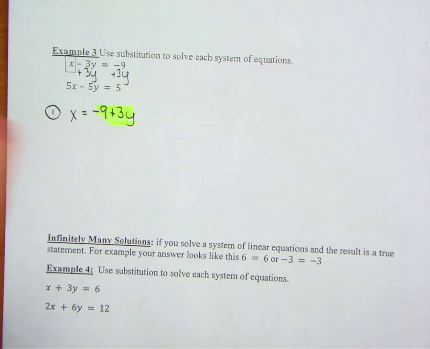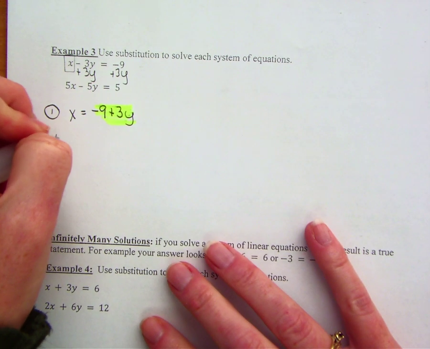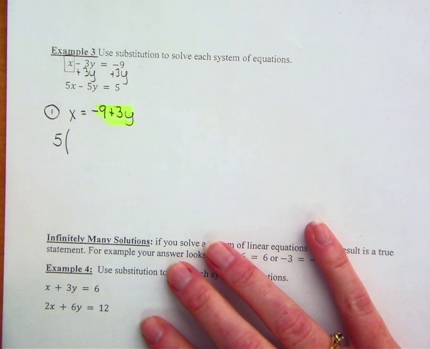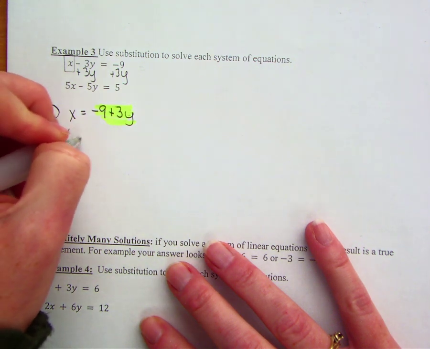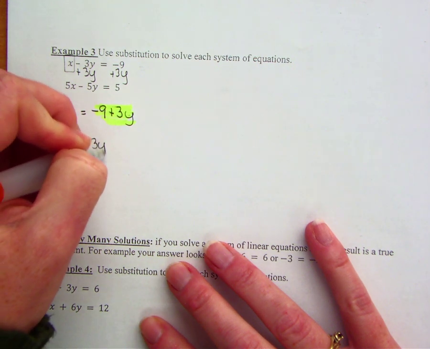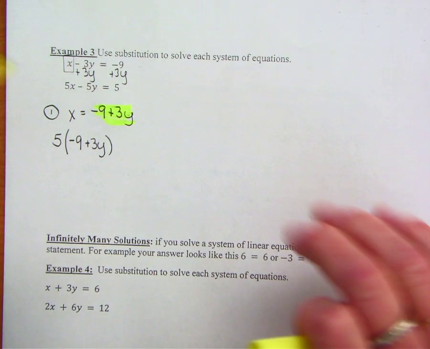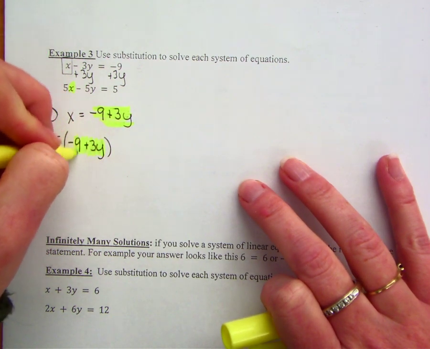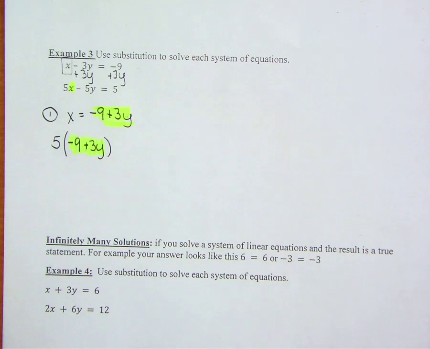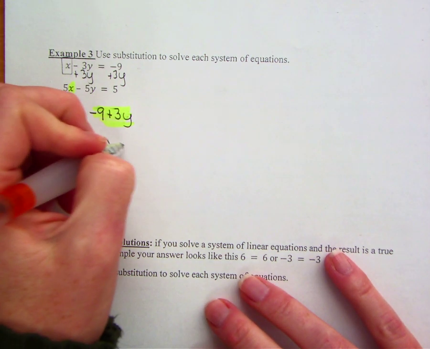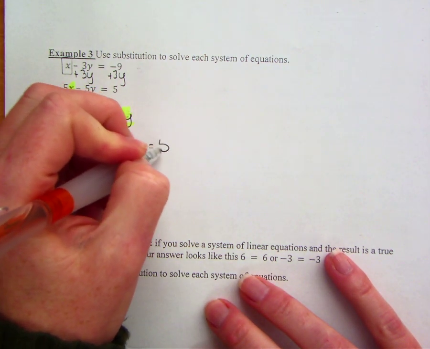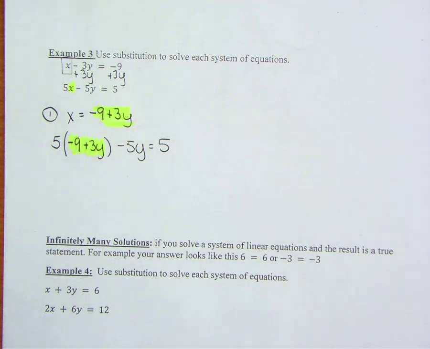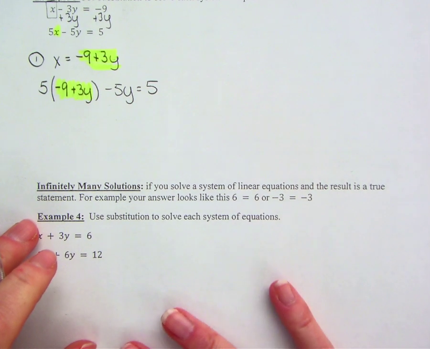The second equation, where we see x, what do we think we have to replace it with? Negative 9 plus 3y. So that takes the place, see the x right here? It becomes this because it's equivalent. Okay, and then we still have the minus 5y and the equals 5. Can we solve this equation now? Yes, there's only one variable. Once we have one variable, we can solve.